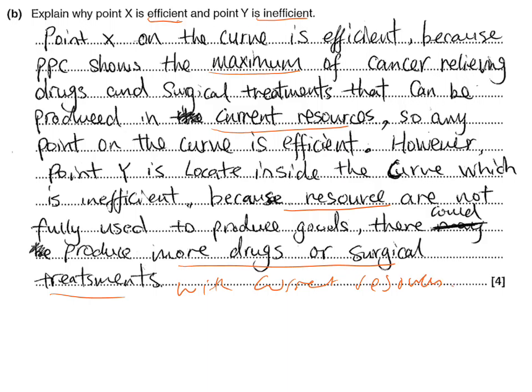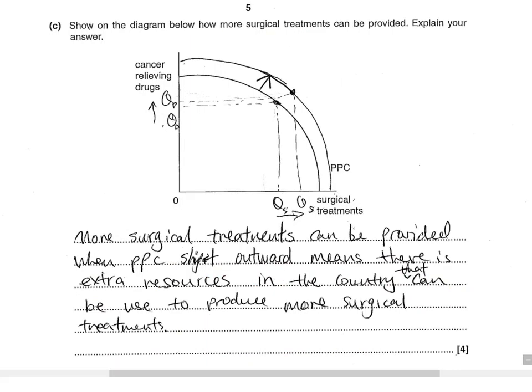So well applied. It answers the question in 4 key steps, with reference to the efficient use of resources and the inefficient use of resources. The next question says, show on the diagram, so draw how more surgical treatments can be provided. In this example, we've got a shift in the PPF, and you've got more cancer relieving drugs and more surgical treatments.